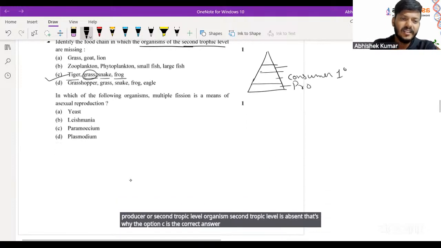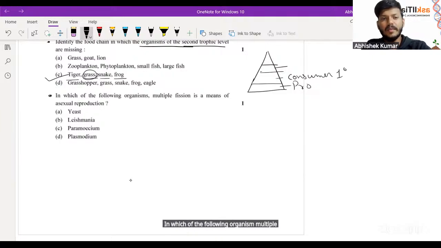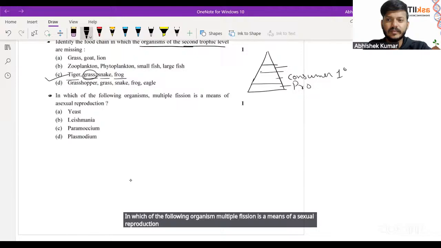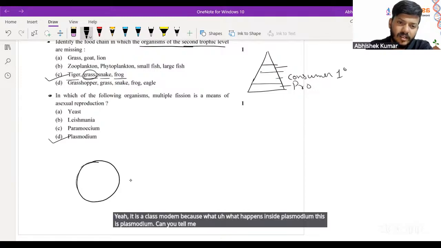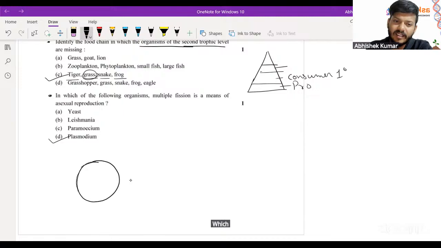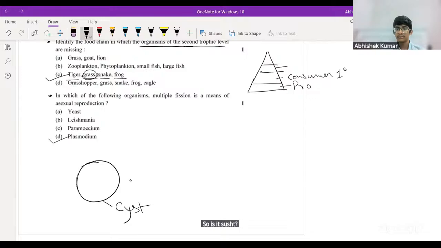Next question is, I think, a very easy question. In which of the following organisms is multiple fission a means of asexual reproduction? Plasmodium, because of what happens inside plasmodium. This is plasmodium. Can you tell me the name of the outer cover which gives protection? Is it a cyst? Yeah, it's a cyst. Very good.